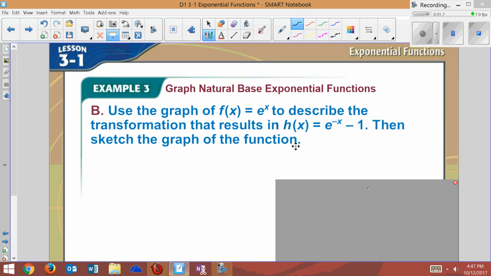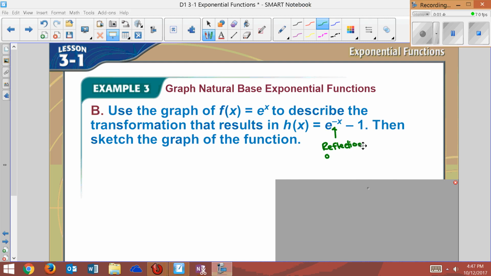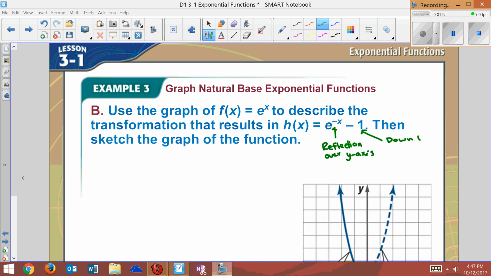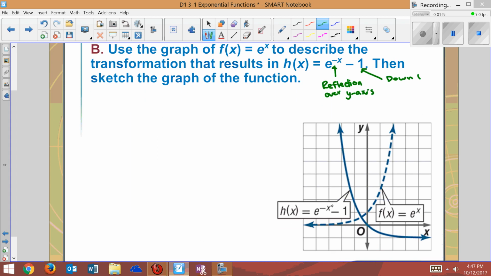All right, let's do part B. Now this graph I think they have right. We'll check in here in a second. What transformations have occurred? This is on the inside. Since it's on the inside, it's a reflection over... and let's see, if it's horizontal, that means it goes from left to right, right to left. That's over the y-axis. And this is on the outside, so this would be normal. So it's just down 1. So we should have a reflection over the y-axis and down 1.